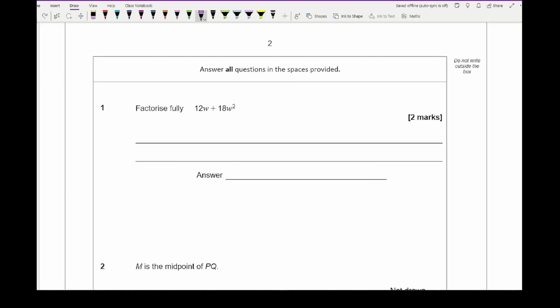So let's get started on question 1. Question 1 says factorise fully 12w plus 18w squared. For this, we need to look at the numbers, and we can see that there is a common factor of 12 and 18, which in this case is going to be 6. Looking at the letters, both terms have got a w, so we take out the lowest power of w, which is w. Then I just need to see what I multiply 6w by to get 12w. That's going to be 2. And what do I need to multiply 6w by to get 18w squared? Well, that's going to be 3w. And there is our fully factorised expression.